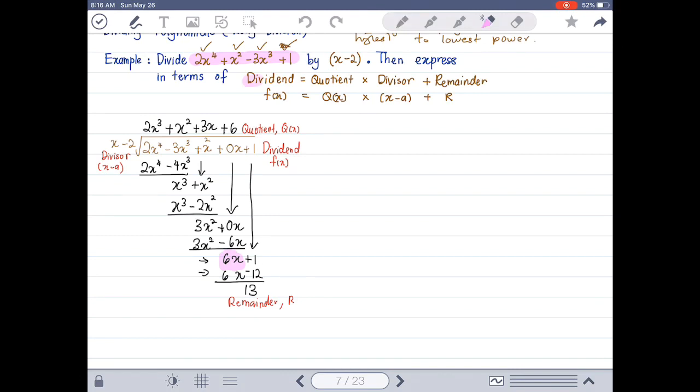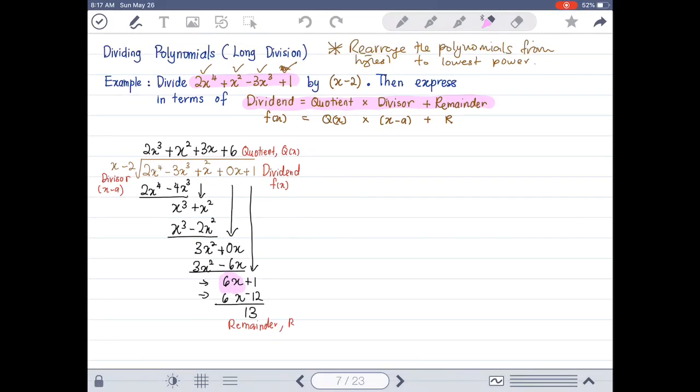If you want to write it in terms of dividend equals quotient times divisor plus remainder, we just write down the equation, the polynomial, directly. So our dividend is just equal to 2x to the power of 4 minus 3x cubed plus x squared. You don't have to write 0x. Plus 1, that is the dividend.